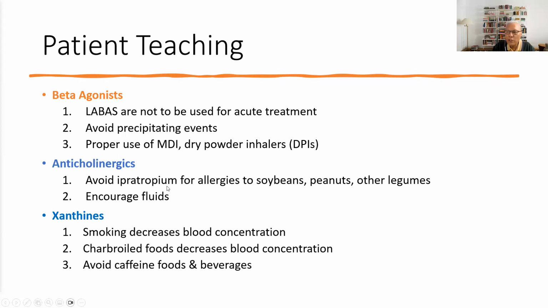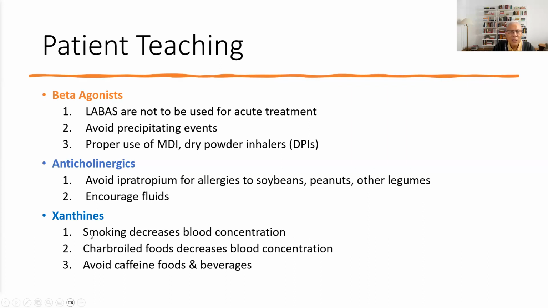For anticholinergics, avoid ipratropium for all allergies to soybeans, peanuts, or other legumes because they are relatives. So that's one thing that I didn't mention earlier. And because of its drying effect, we need to encourage fluids in these patients. And remember that they're contraindicated for glaucoma as well as BPH.